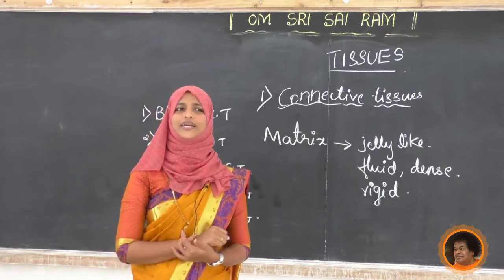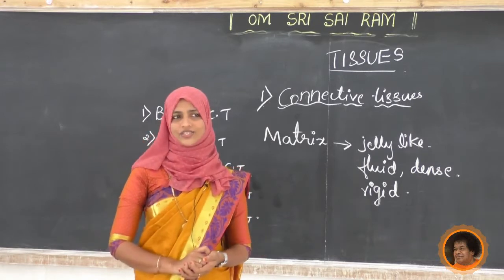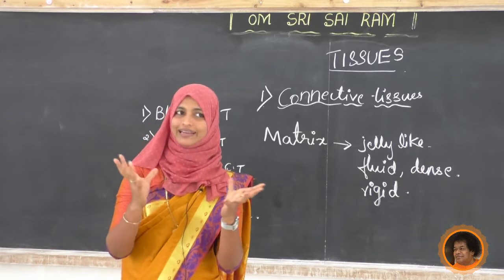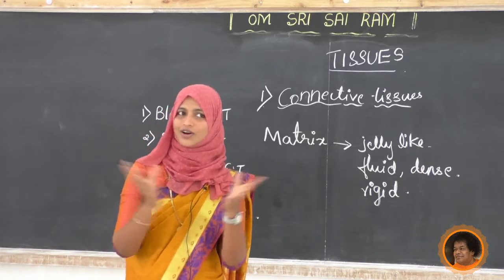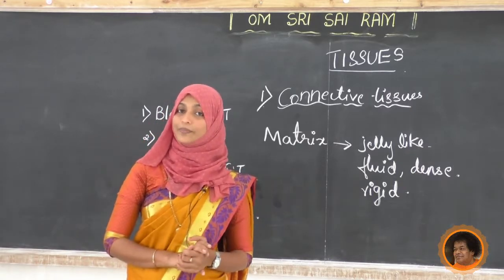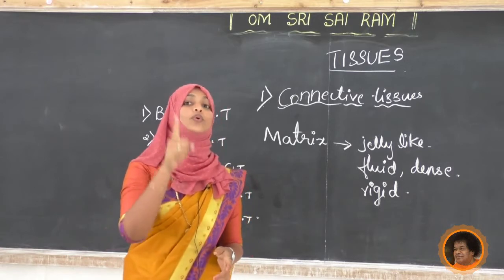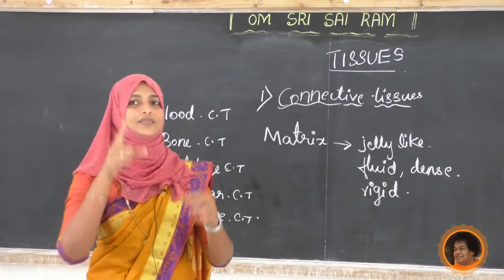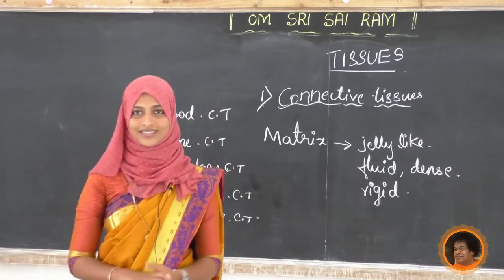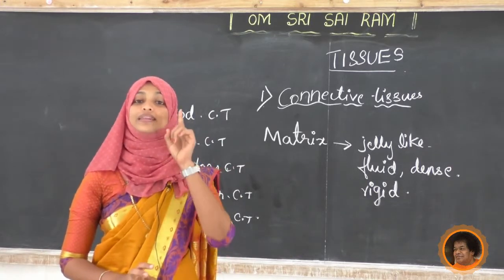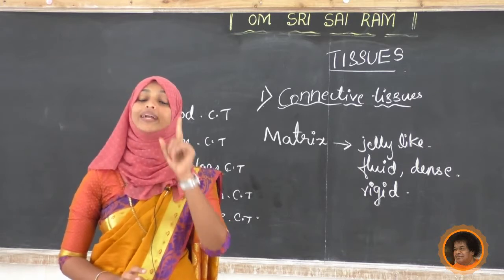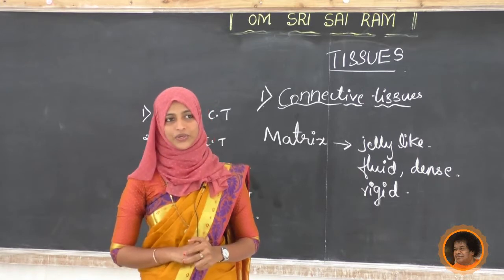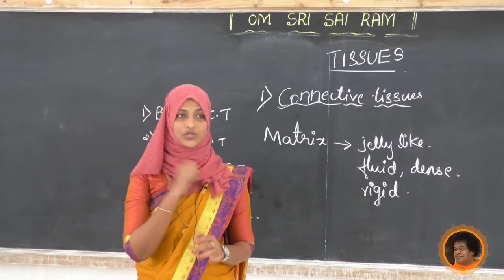Just think, student, what will the matrix be? Is it a solid, a gas, or a fluid? Which one may it be? That is a fluid connective tissue. It is a fluid connective tissue because blood is always flowing. So it is a fluid connective tissue with a hard matrix.